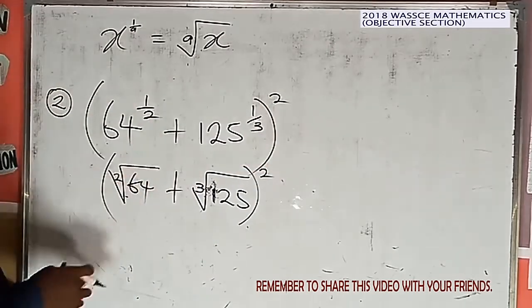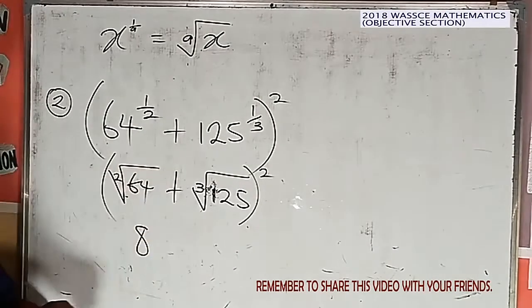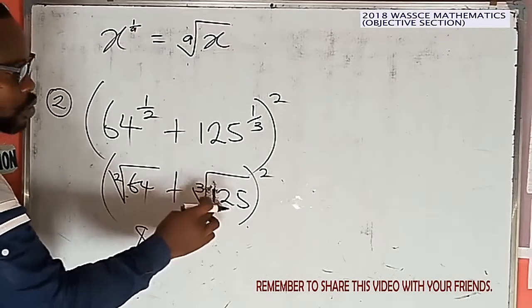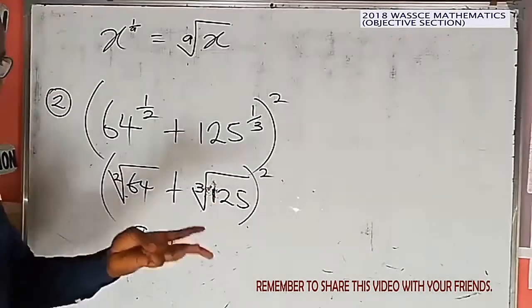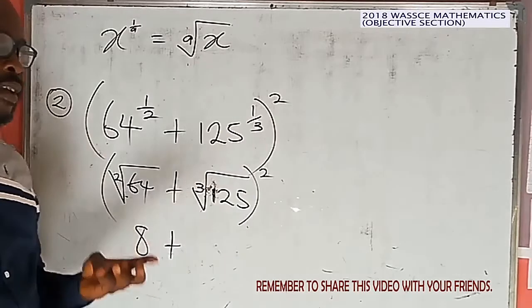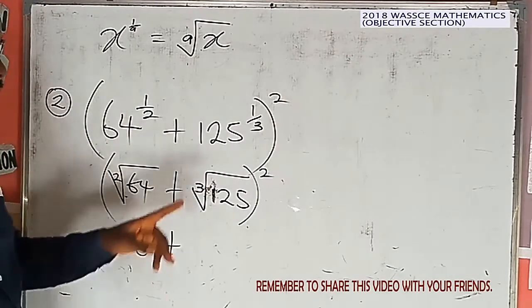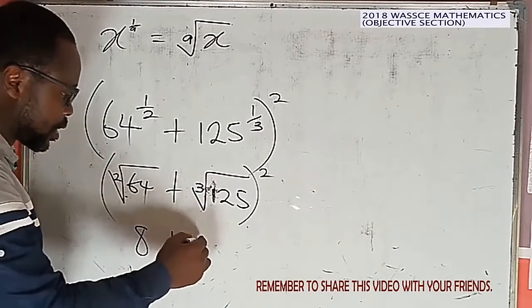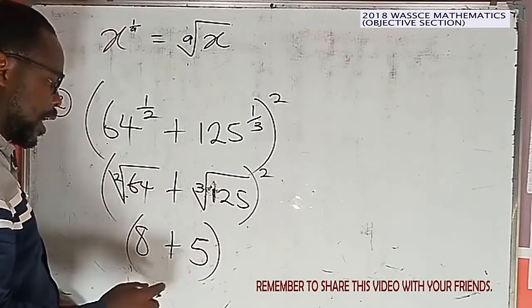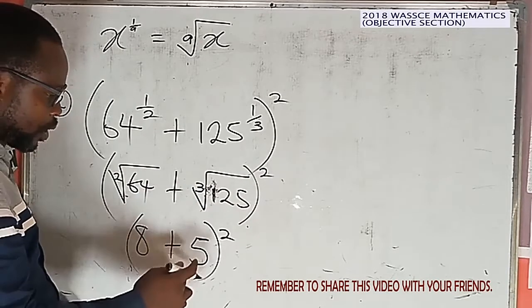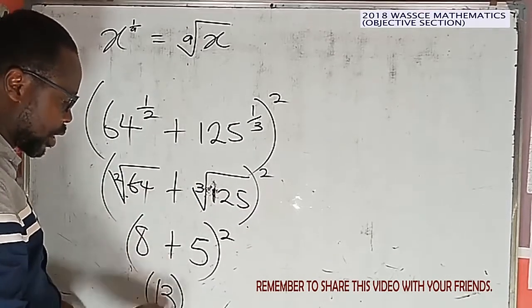Second root of 64 is 8 plus third root of 125 means 5 times 5 times 5. 5 times 5 is 25, times 5 will give us 125. Meaning that the third root of 125 is 5. Then we raise to power 2. In this case, I have this plus this will give me 13, all raised to power 2.